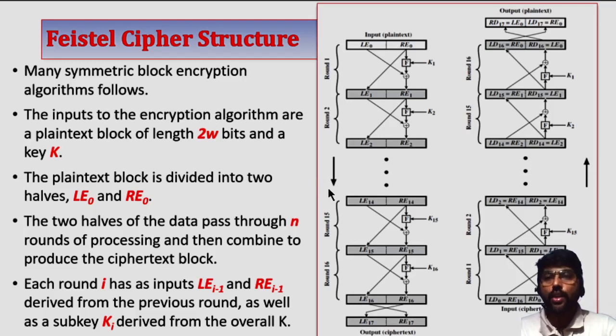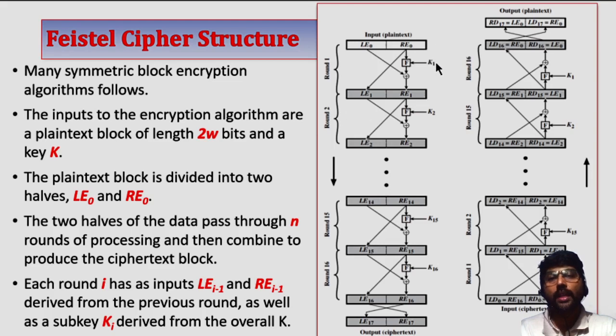Feistel cipher structure. Many of the block encryption algorithms follow the Feistel cipher structure, such as DES and triple DES. Such algorithms follow this type of algorithm. In this type of algorithm, it will take the input as a plain text of block size 2w bits, and it will take a secret key.